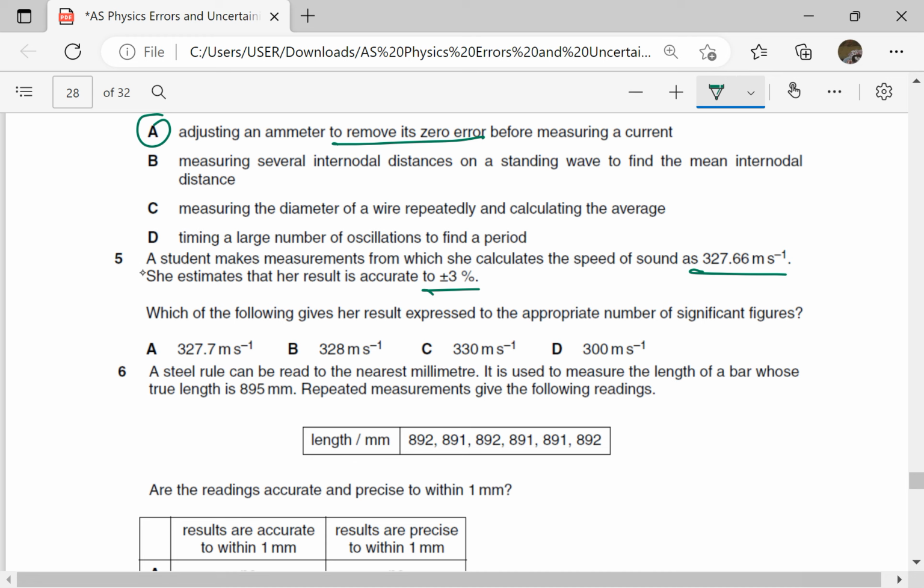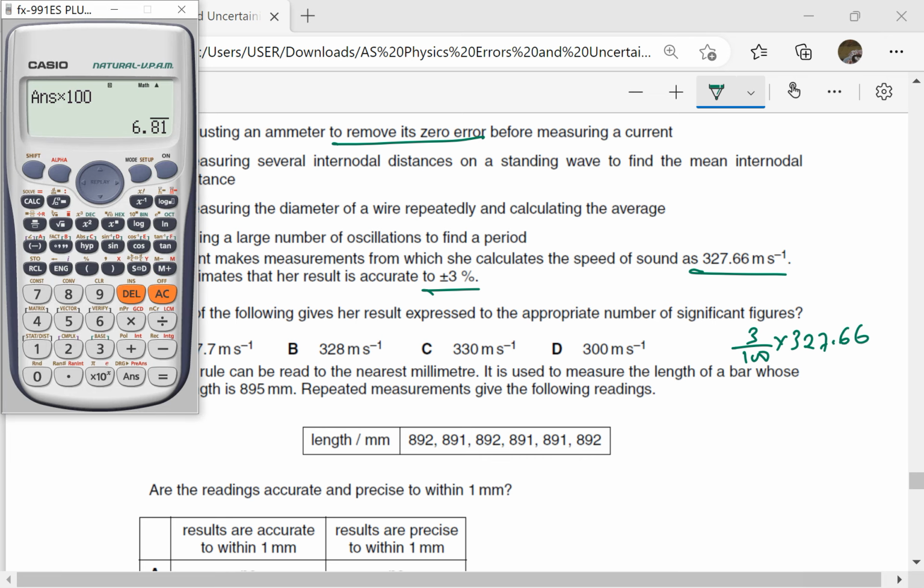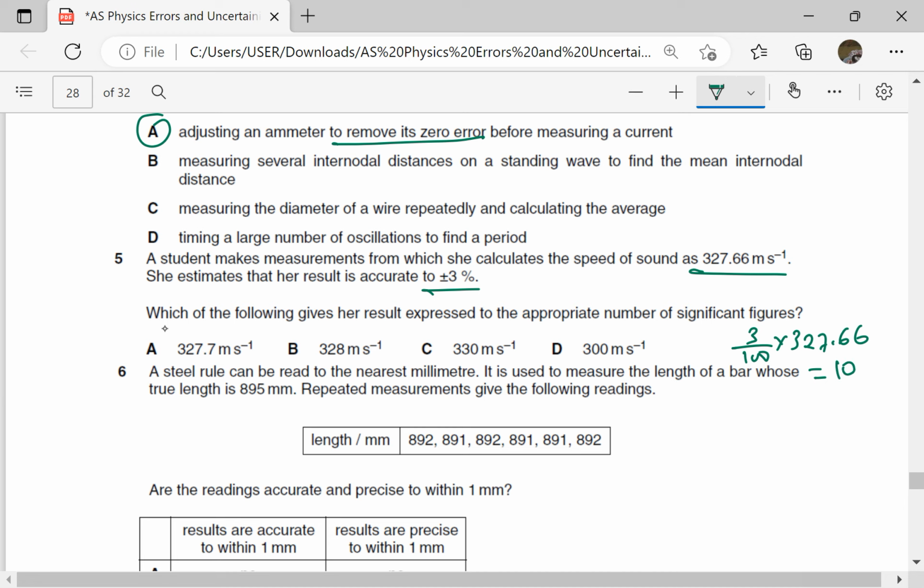So plus or minus 3% is 3 over 100 times 327.66. So 3 divided by 100 times 327.66 gives us approximately 10. So this is 10 meters per second as the uncertainty to one significant figure. So the answer should also end with 10. So the answer is going to be C.